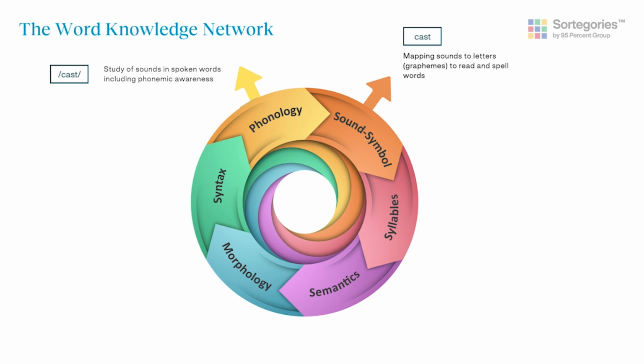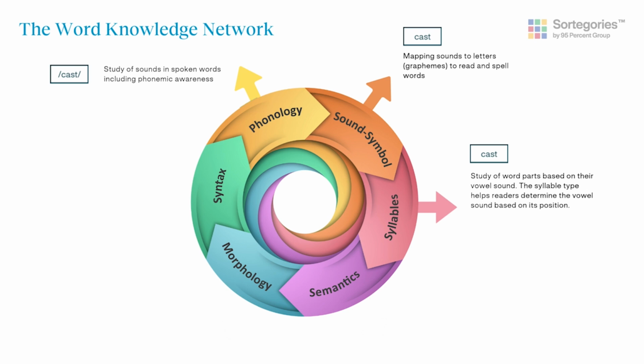Syllables are the next larger unit of our words, and they're important for us to consider in this network because they become a larger building block for words. And as soon as students are able to decode single syllable words, they can begin to combine syllables to make longer words. For example, cast can be part of castaway or recast or casting.